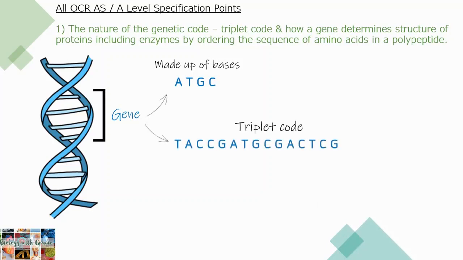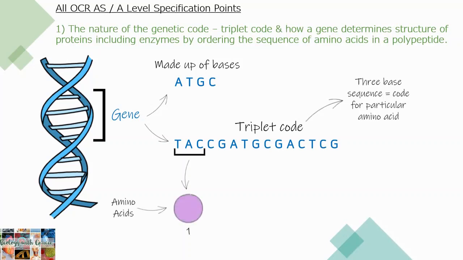C, and these bases are arranged in a triplet code, so a sequence of 3 bases codes for a particular amino acid. So here we have TAC, so that codes for this particular amino acid, then CGA coding for another amino acid, TGC coding for a third amino acid, and so on.